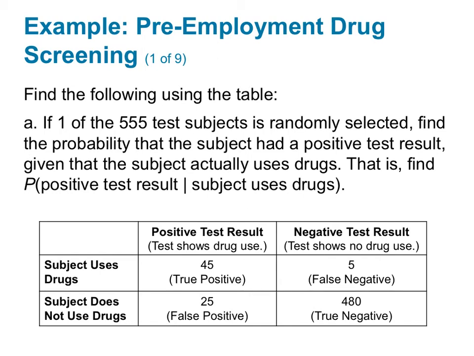Here we're going to look at an example of pre-employment drug screening. The first one says we're going to use the following table and find, if one of the 555 test subjects is randomly selected, the probability that the subject had a positive test result, given that the subject actually uses drugs. So that means we're finding, and here you can see how it's written, the probability of a positive test result given the person uses drugs. And you can see your table there at the bottom.